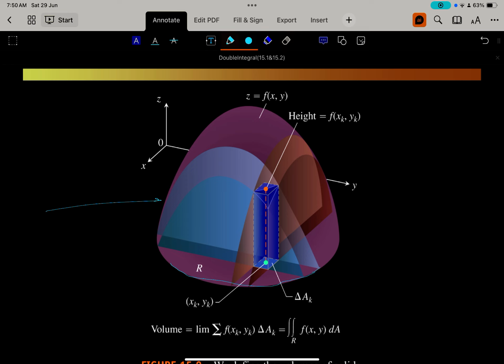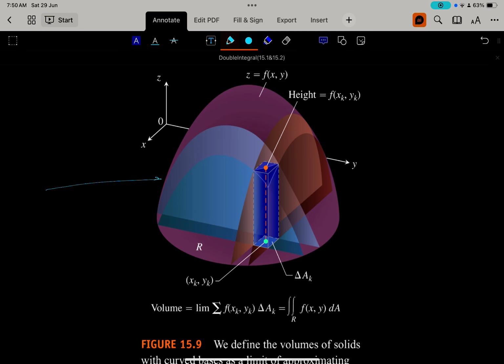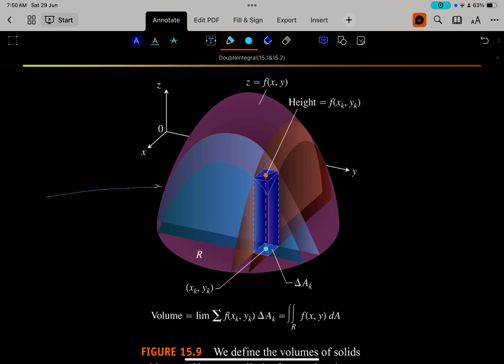Now this region is circular, and we only know how to find the volume over a rectangular region. How can we do this? How can we evaluate the limit over this region? Basically it's all the same concepts.